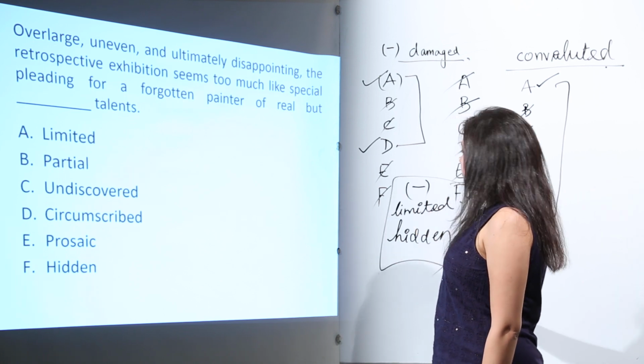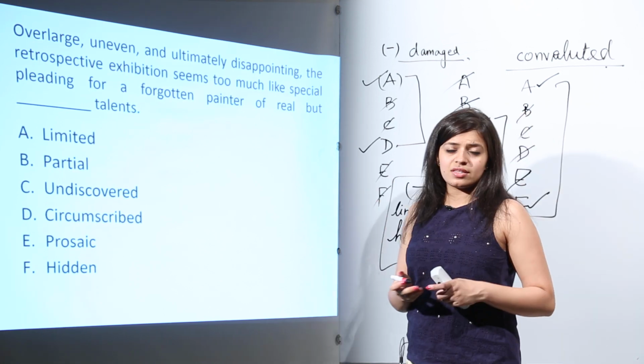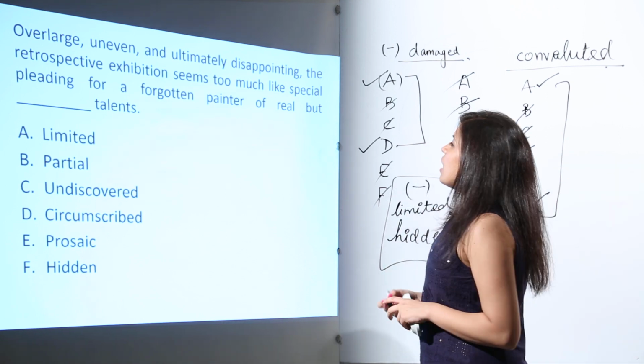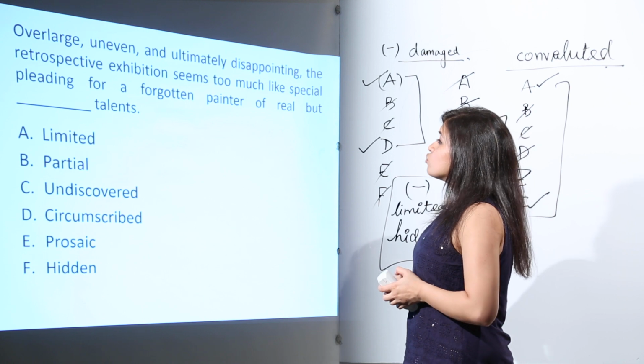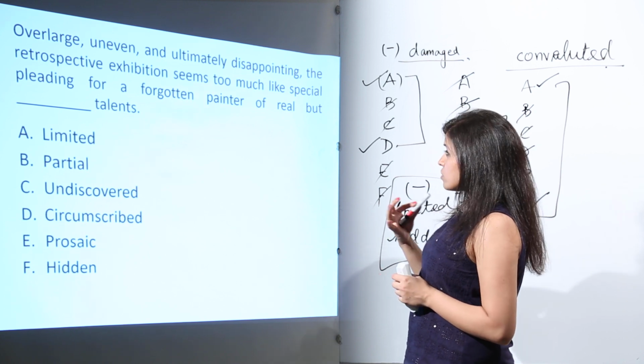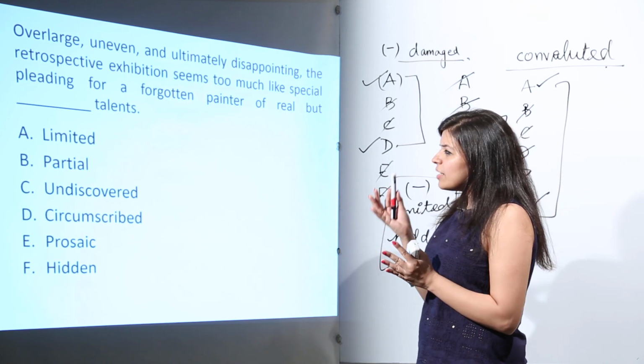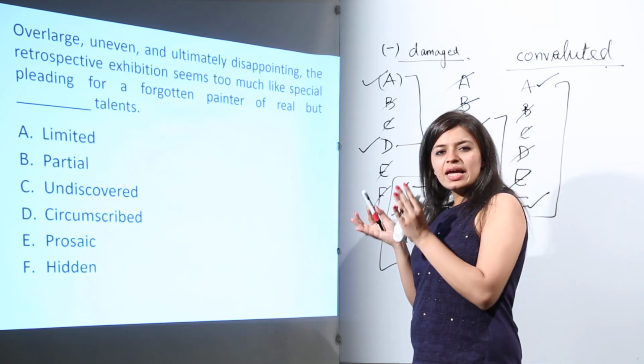So the two words that fit into the sentence, let's put these words in the sentence and see. Overlarge, uneven and ultimately disappointing. The retrospective exhibition seems too much like special pleading for a forgotten painter of real but limited talents or but hidden talents.